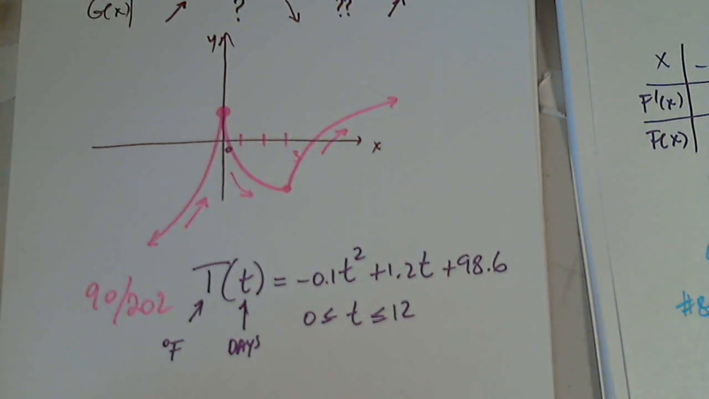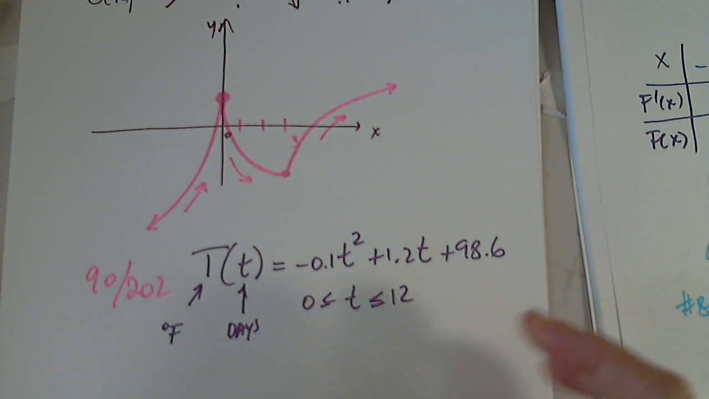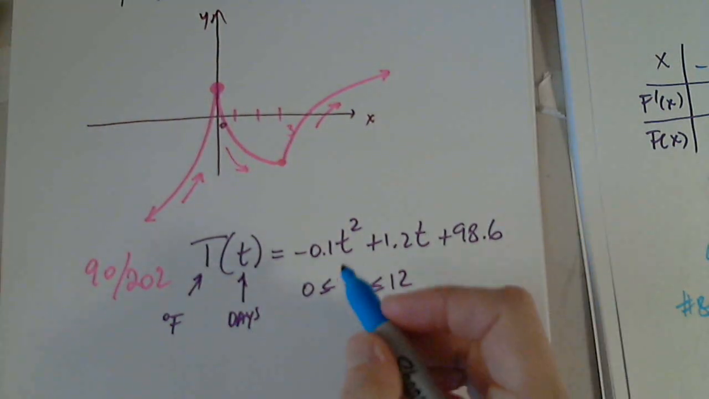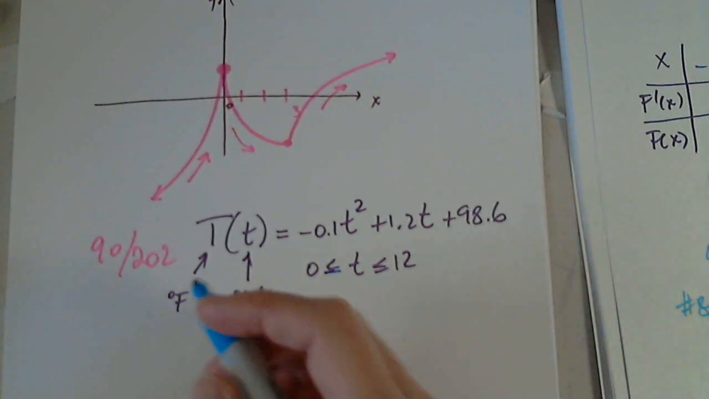No, we're not ready to sketch the graph. Not yet. I'm not going to do that. We need more information to be able to sketch the graph. Okay, so right now we are interested in the critical number.